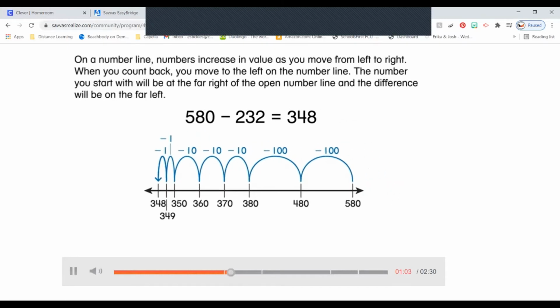On a number line, numbers increase in value as you move from left to right. When you count back, you move to the left on the number line. The number you start with will be at the far right of the open number line, and the difference will be on the far left.